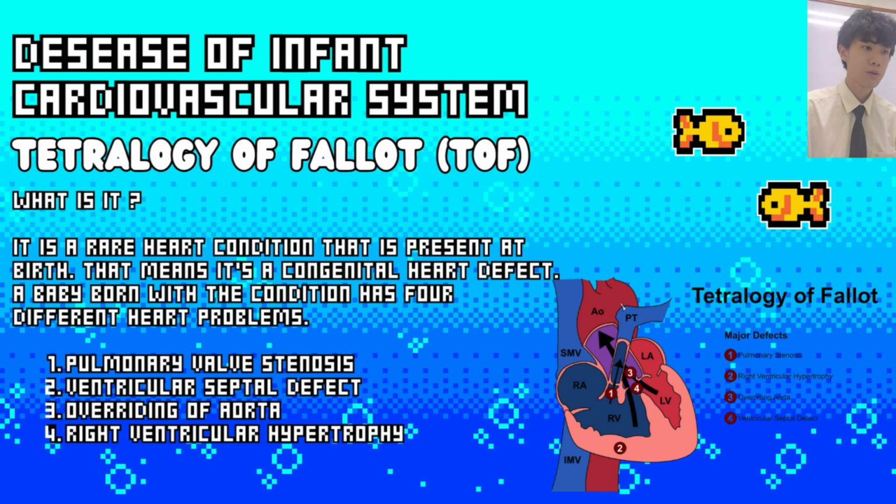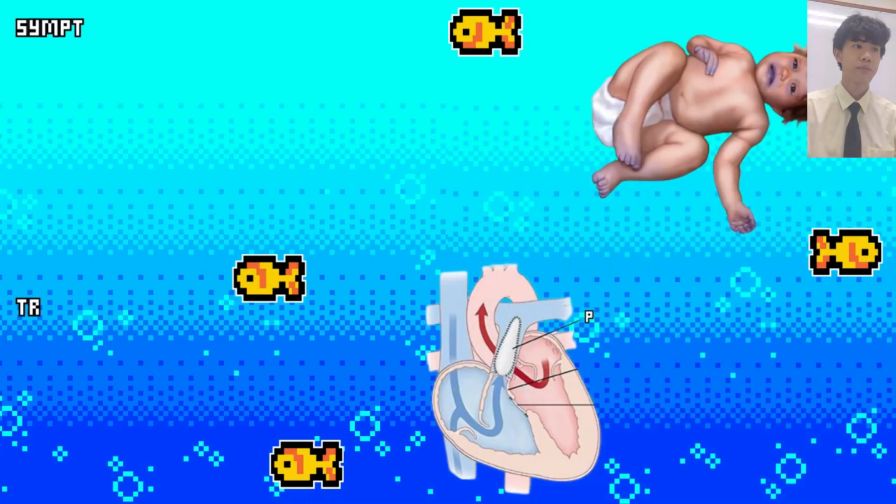But in this situation, it is located above both the right and left ventricles. And also we get right ventricular hypertrophy, which means because the baby's right ventricle has to pump blood to 2 different blood vessels, the pulmonary arteries and the aorta, there is some kind of overload for the right ventricle, so the walls of the right ventricle become larger.